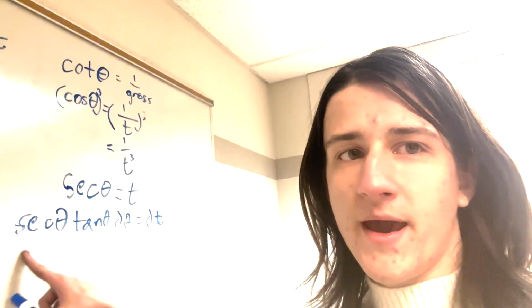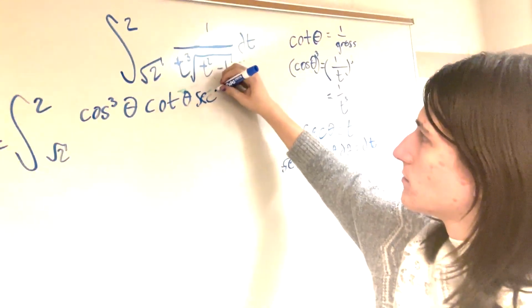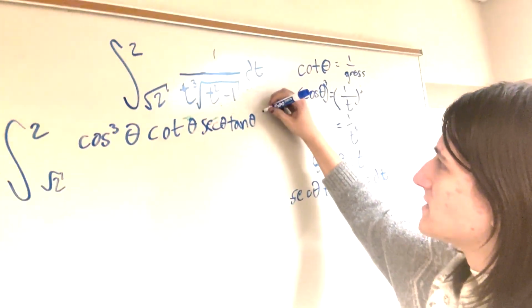Yeah, dt is that big ol' thing. So we just put that big ol' thing right in there. We got the secant theta, tangent theta, d theta.